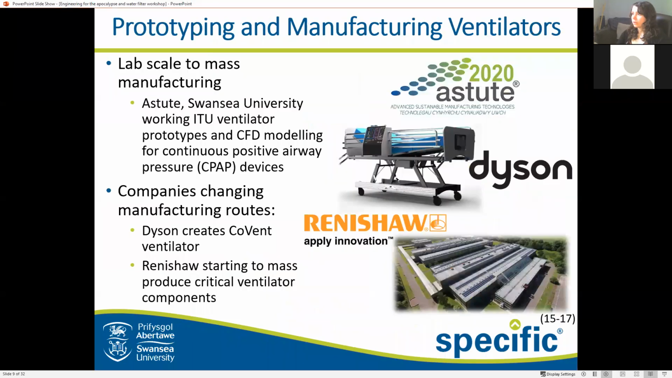But the big thing which has been in the news is ventilator systems. So in the case of ventilators, which are used for assisted breathing by pumping oxygen-rich air into patient lungs, a lot of effort has been made both at lab scale and in industry.